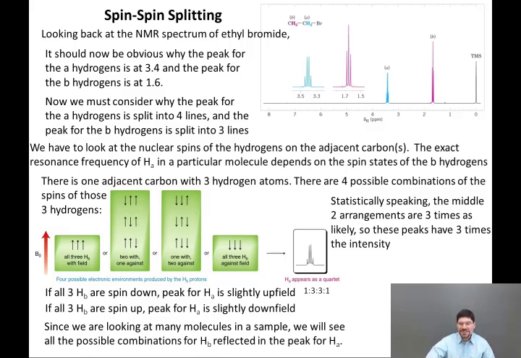So as a result of this, HA appears as a quartet, and the relative intensities of the 4 lines in the quartet are 1 to 3 to 3 to 1. And that's exactly what we see in the spectrum of ethyl bromide.